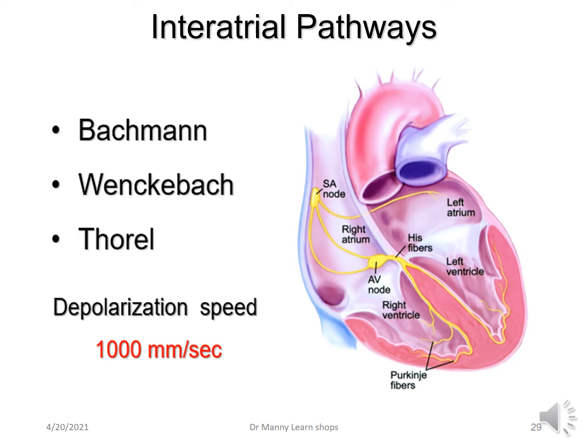And when the SA node depolarizes into the intra-atrial pathways, the speed is about 1,000 millimeters per second. Very, very fast, to make sure that the atria are stimulated at exactly the same time so they contract synchronously and empty blood into the right and left ventricles.